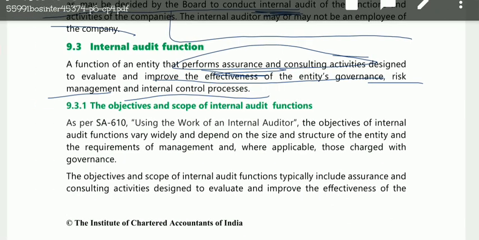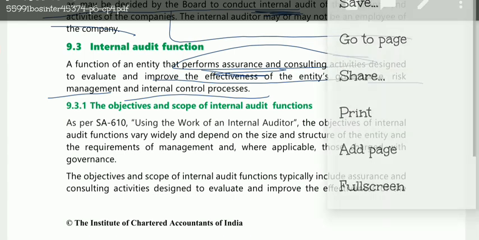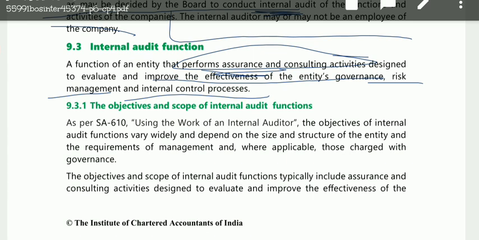As per SA 610, using the work of an internal auditor, what are the objectives? They vary widely and depend on the size and structure of the entity and the requirements of management, and where applicable TCWG. This internal audit function depends on the size, characteristics and structure of the different entities. So the requirements can differ from entity to entity, but the basic functions of internal audit are divided into three categories: to improve the effectiveness of governance, second is risk management, and third is internal control processes.